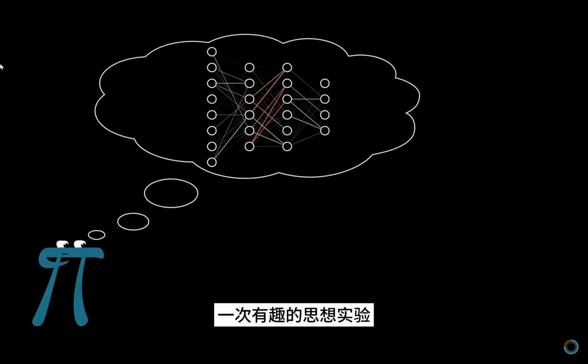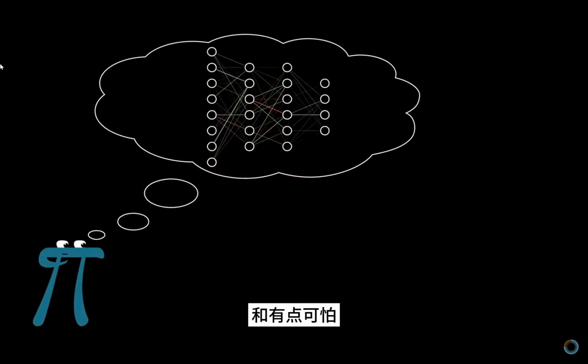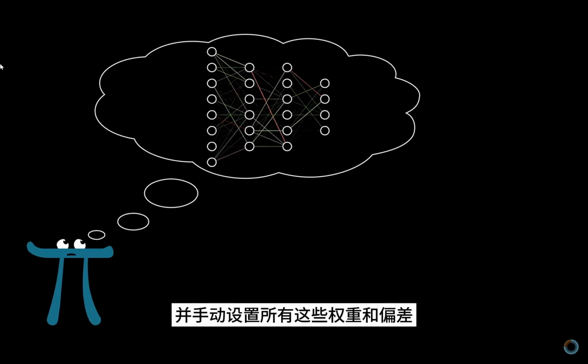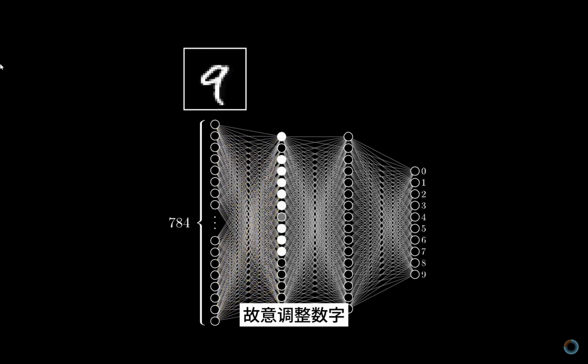One thought experiment that is at once fun and kind of horrifying is to imagine sitting down and setting all of these weights and biases by hand, purposefully tweaking the numbers so that the second layer picks up on edges, the third layer picks up on patterns, etc.